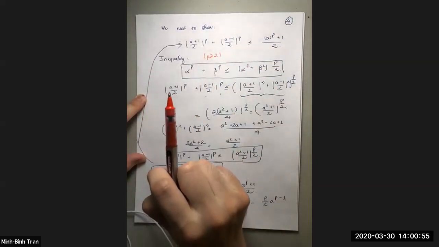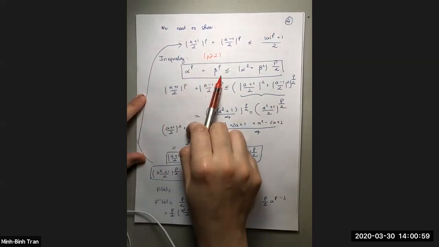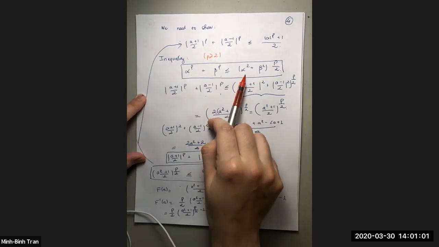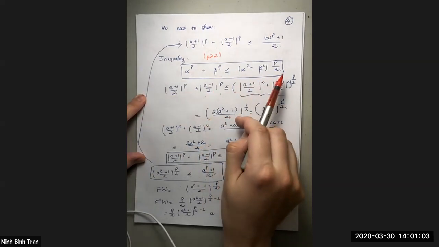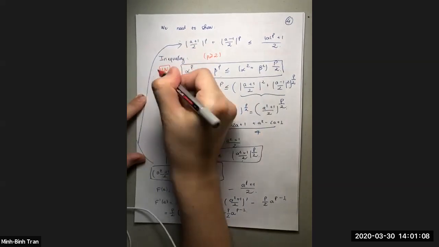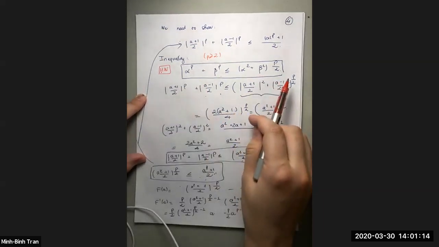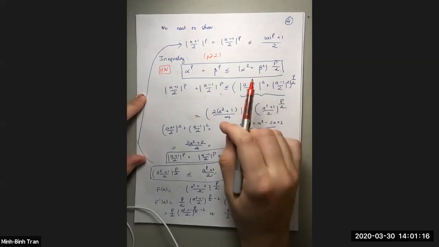In the previous lecture, we used an inequality of the type alpha^p + beta^p is smaller than or equal to (alpha^2 + beta^2)^(p/2). So this will be our homework this week, and the deadline will be next Friday. All right, so you can try to prove this inequality and then take a picture and send it to me, right?